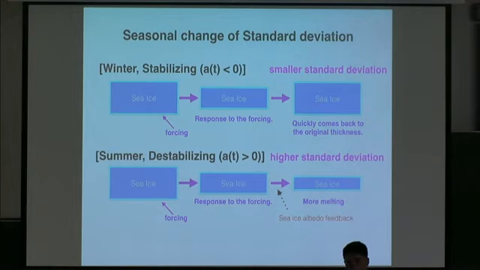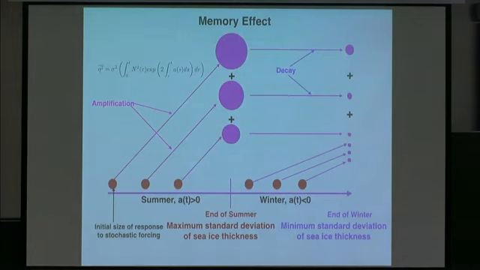Next question is exactly when. If we could answer that question, I understand that mathematical solution completely, qualitatively. Okay, let's do this process. This is summer, the system is unstable. This is winter, the system is stable.